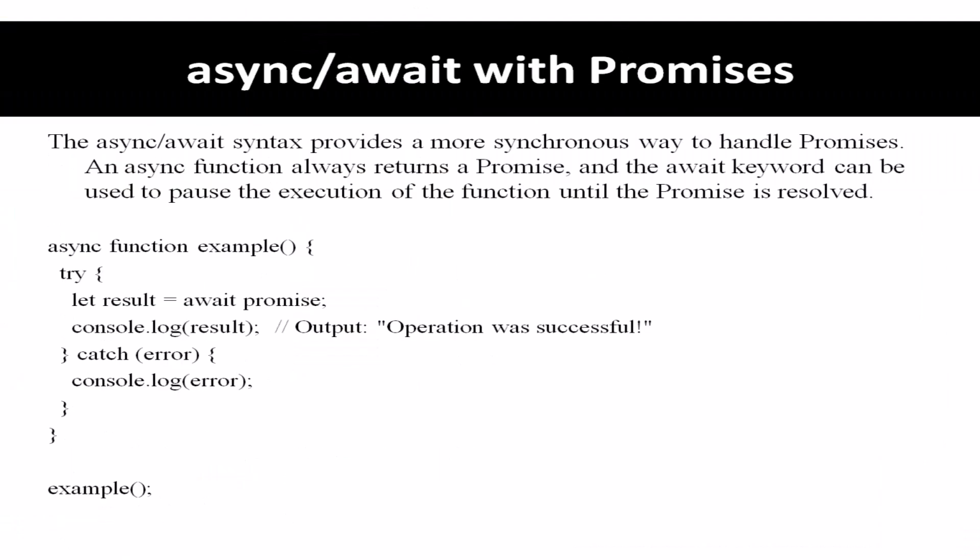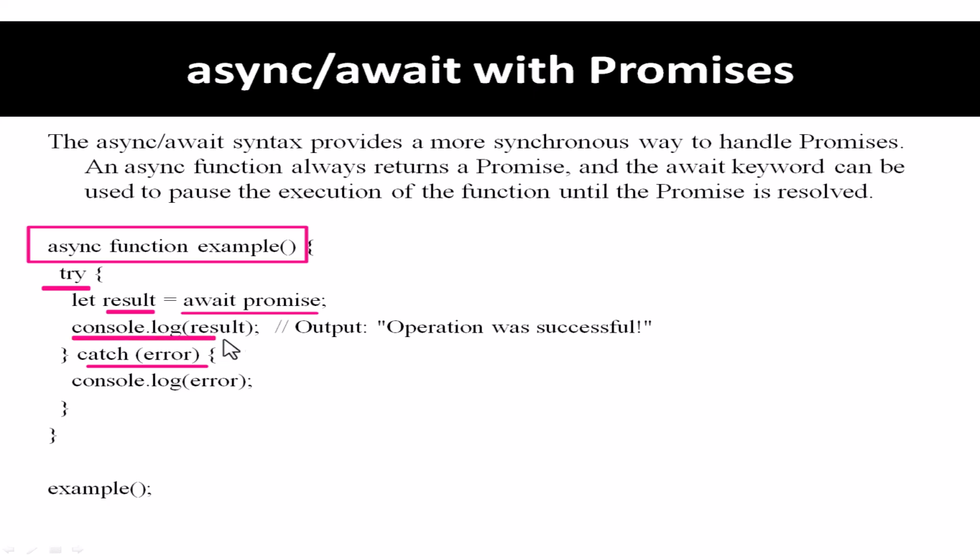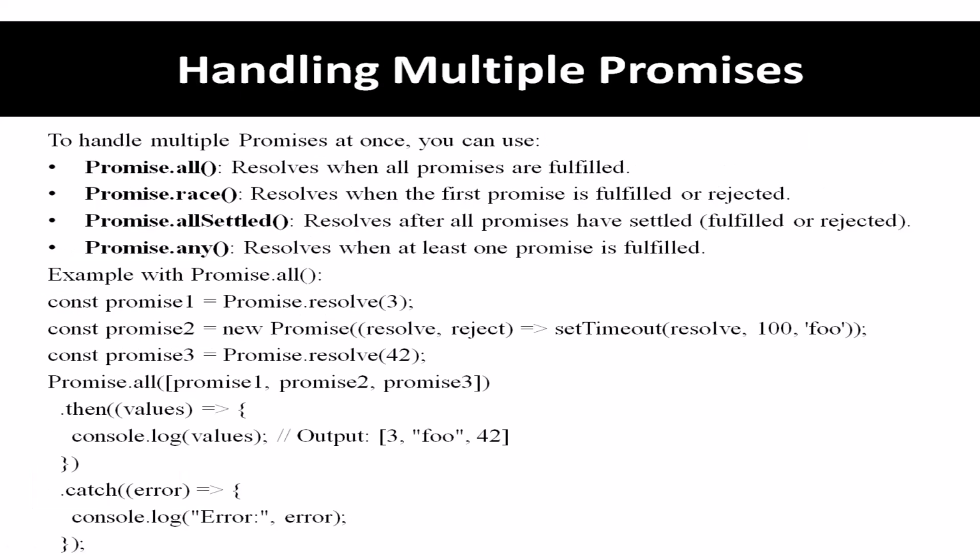Next, async and await. Here we have an asynchronous function example, and we are using the exception handling code try and catch, and we are going to let the particular parameter result await the promise, and we are going to print the console.log result. It is going to show either operation was a success or a failure whenever you call this particular example.